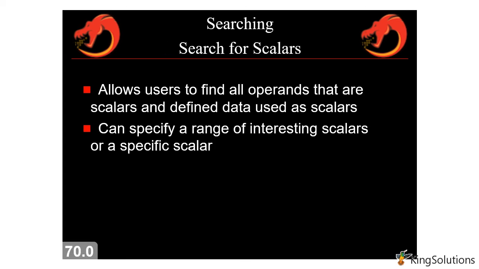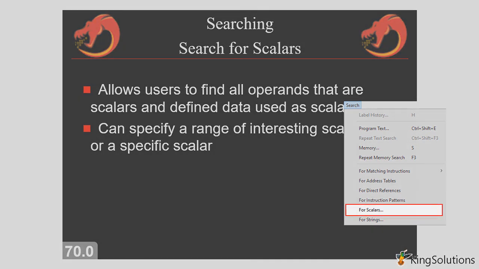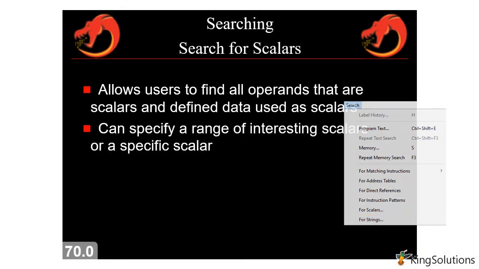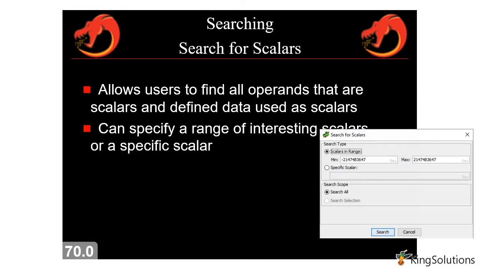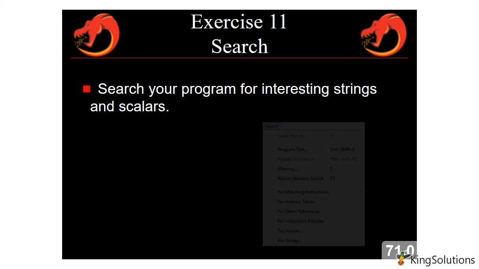Searching. Search for scalars. This allows users to find all operands that are scalars, and to find data used as scalars. The user can specify a range of scalars or a specific scalar. To use Search for Scalars, go to Search, For Scalars, then fill in range or specific scalar in hex or decimal. Exercise 11. Search. Search your program for interesting strings and scalars.